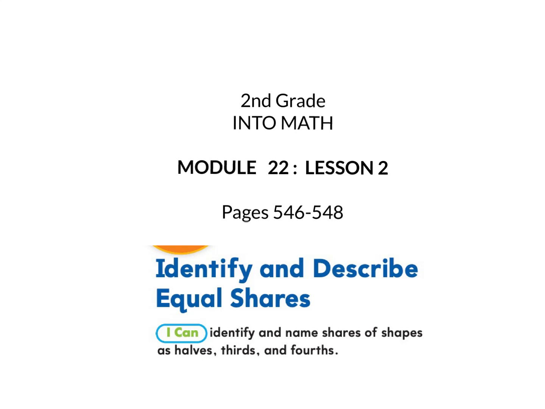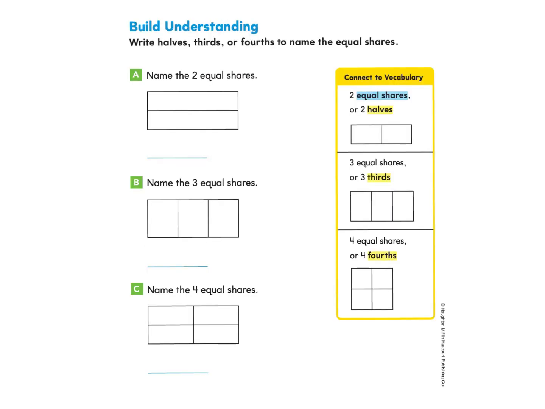This is second grade Into Math, Module 22, Lesson 2. Identify and describe equal shares. I can identify and name shares of shapes as halves, thirds, and fourths. Please gather your workbook and a pencil and turn to page 546. We will start under Build Understanding. Write halves, thirds, or fourths to name the equal shares.